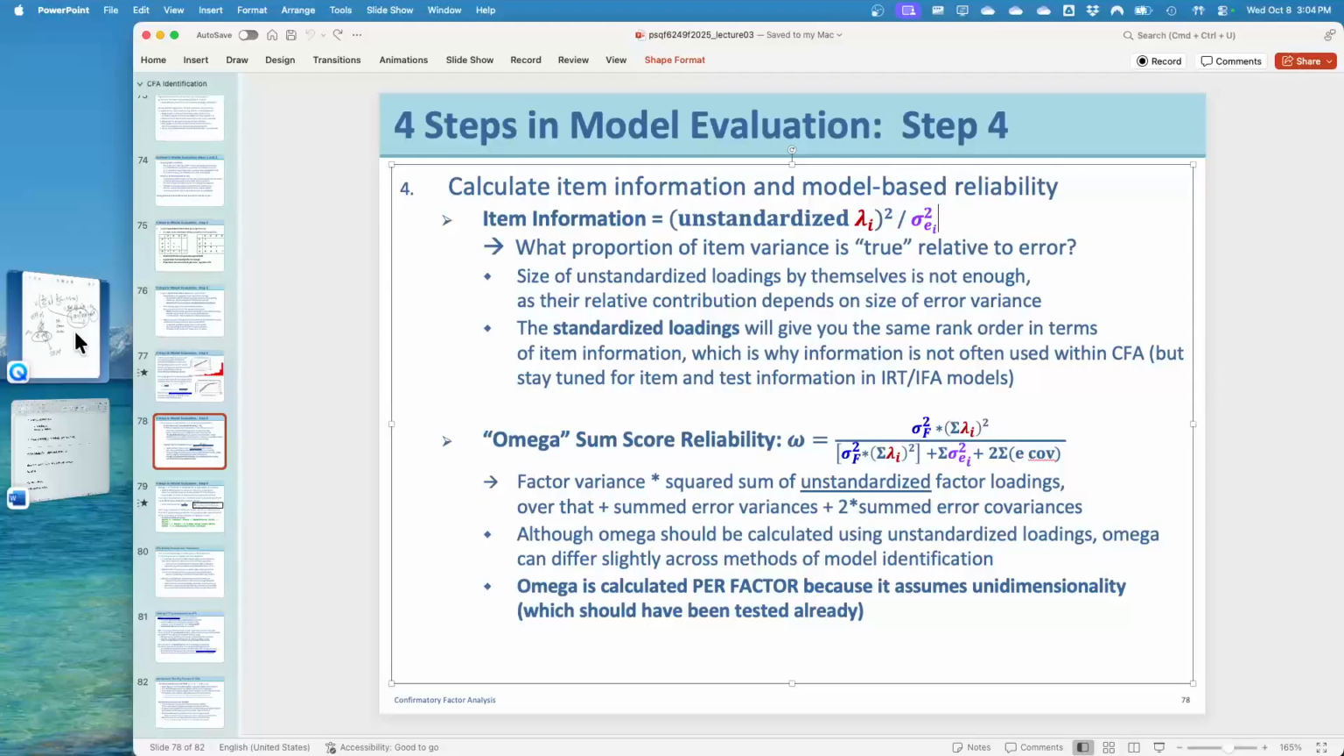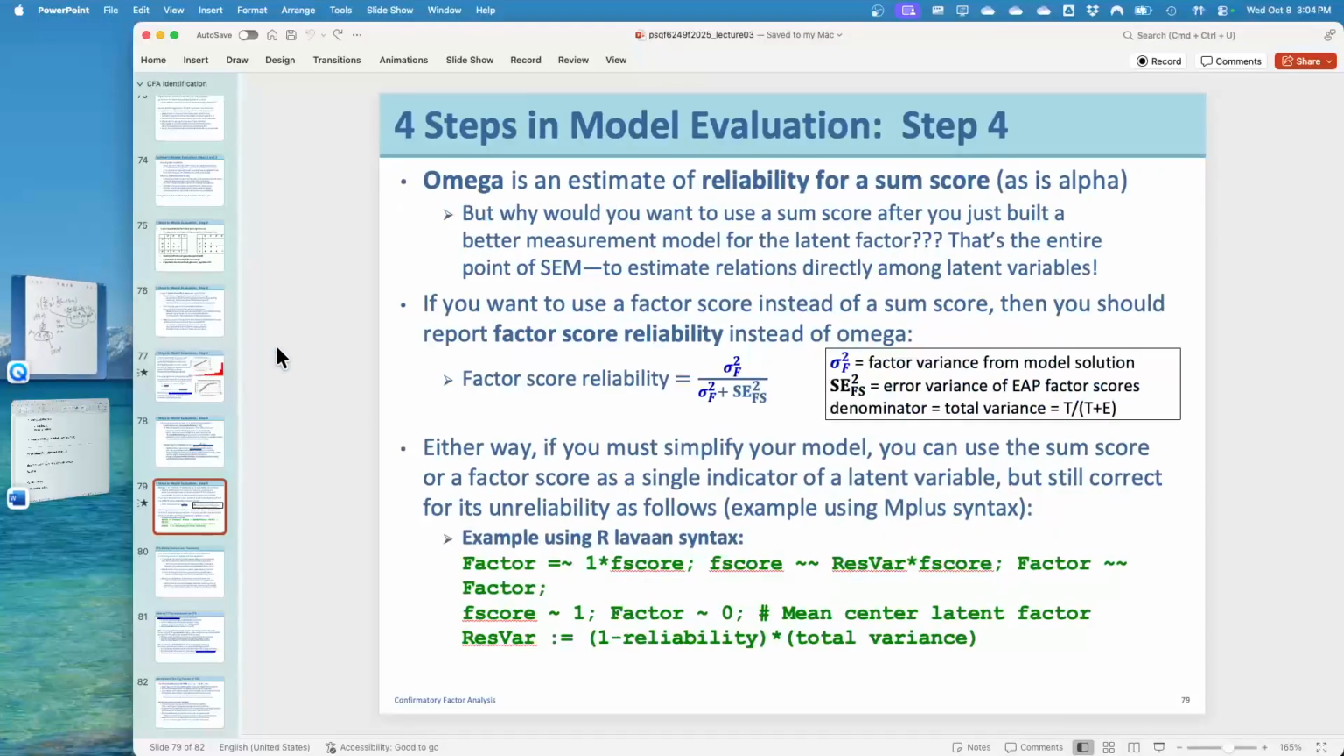But just remember, reliability for what? If you hear omega or alpha or Spearman Brown, that's a sum score. If you hear something else, it's a factor score. Sometimes omega is called congeneric. I don't know why, but that's the term. When you estimate all the parameters, it's congeneric.